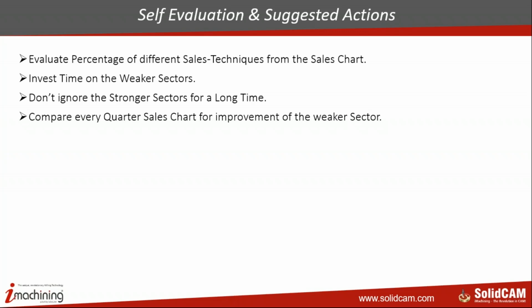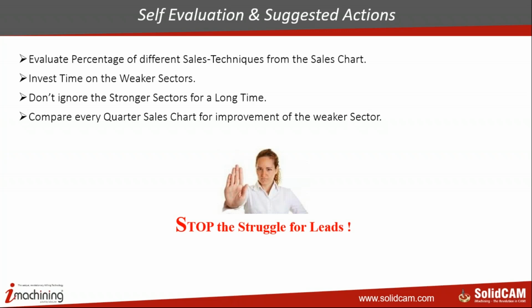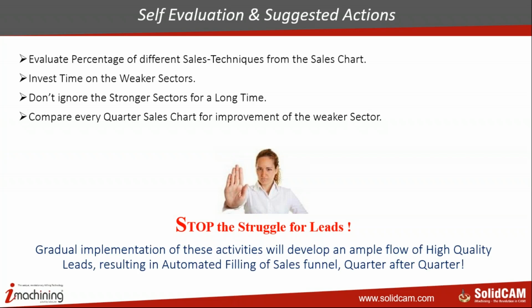So in the end, I would like to tell everyone to stop the struggle for lead generation by... let me read this line. This is the key line. Gradual implementation of these activities will develop an ample flow of high quality leads, resulting in automated filling of the sales funnel quarter after quarter. What does it mean?